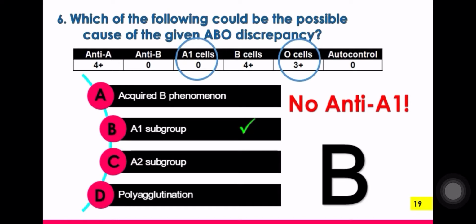By the way, why can't it be acquired B phenomenon? Acquired B phenomenon occurs when RBCs from blood group A patients come into contact with gram-negative bacteria. What happens is that the bacteria carrying an enzyme remove a part of the A antigen, leaving behind a modified sugar that resembles the B antigen. So in acquired B phenomenon, the patient's blood type is really A, but you will expect that there will be a reaction with anti-B. For number 6, again, we have letter B.